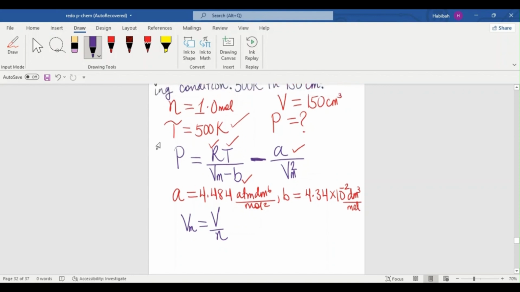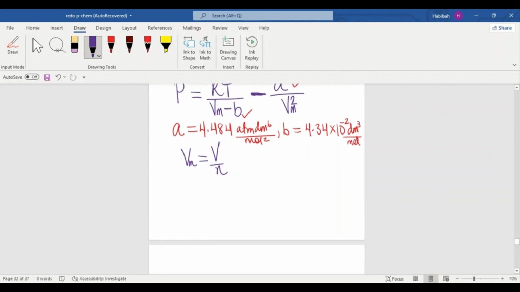We see that the parameters we're given are in dm, the unit for volume is decimeter, and the unit for B as well is decimeter cubed. But then our question is telling us 150 centimeter cubed. So we cannot go ahead and just find the molar volume. We have to first of all convert from centimeter cubed to decimeter cubed. So 150 centimeter cubed is going to give you what in decimeter cubed? That is the requirement.